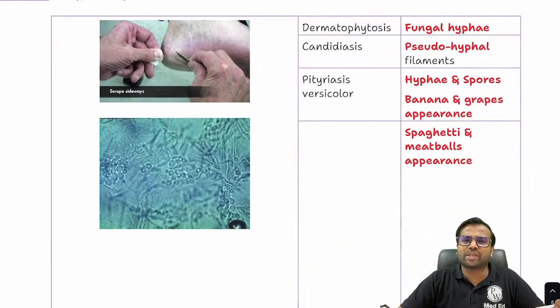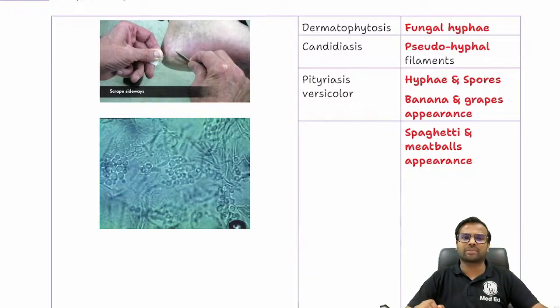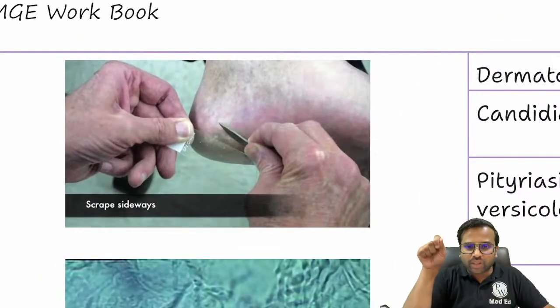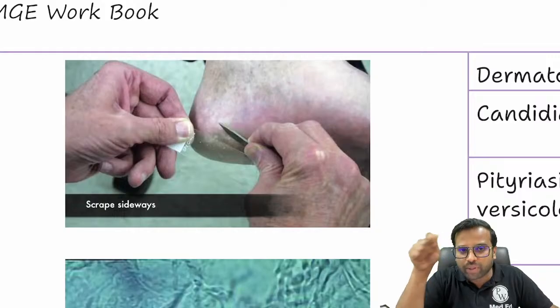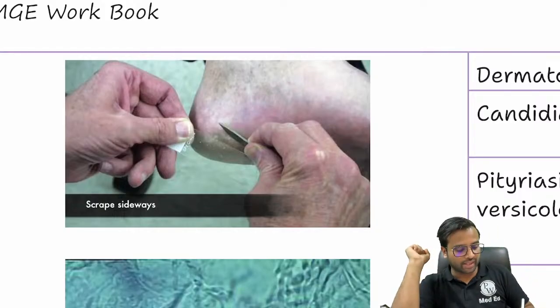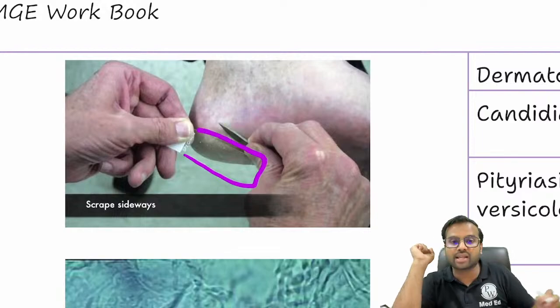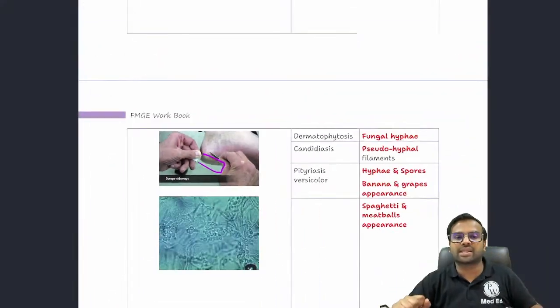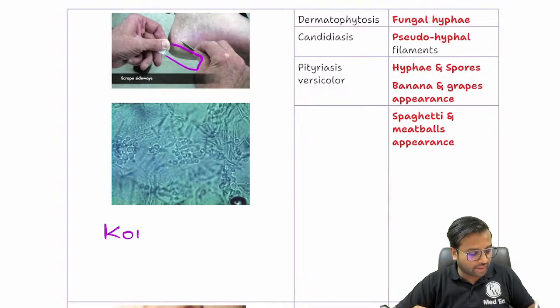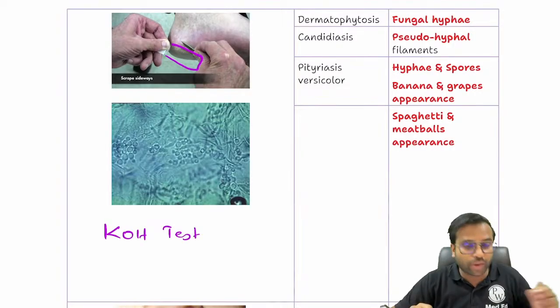So this is another investigation. So what is this investigation? Because in this image, you can see that there is small scraping that is done to the skin, and the contents of the scraping is collected in a glass slide. What is this test? This test, yeah, very good. All of you are answering it. This is called as the KOH test.